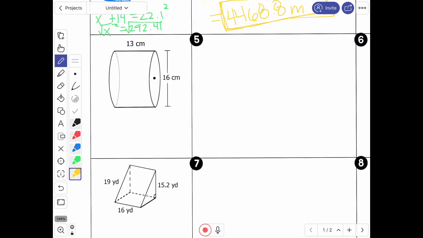For number 5, I have a cylinder. So the volume of a cylinder is going to be pi times radius squared times the height. Okay, so pi is just a constant. My radius is halfway from the center of my circular base to the edge. So I need to think of what's halfway of 16. That has to be 8, because 16 divided by 2 is 8. So my radius is 8.